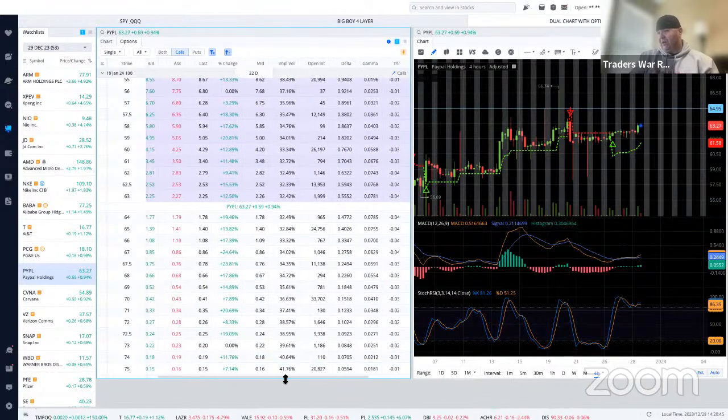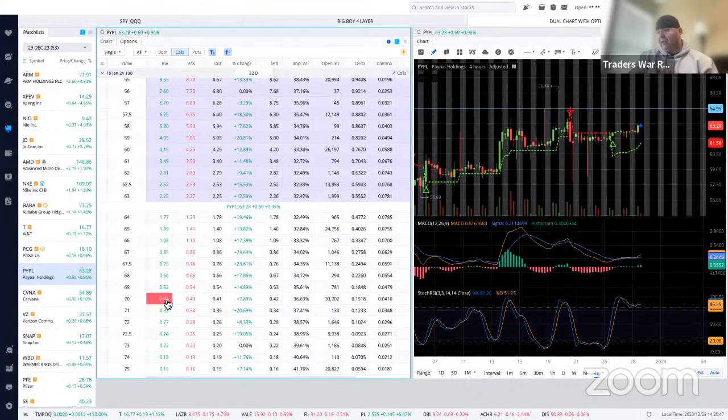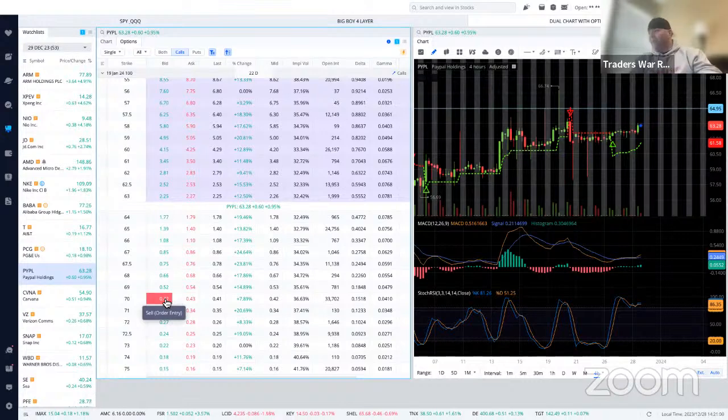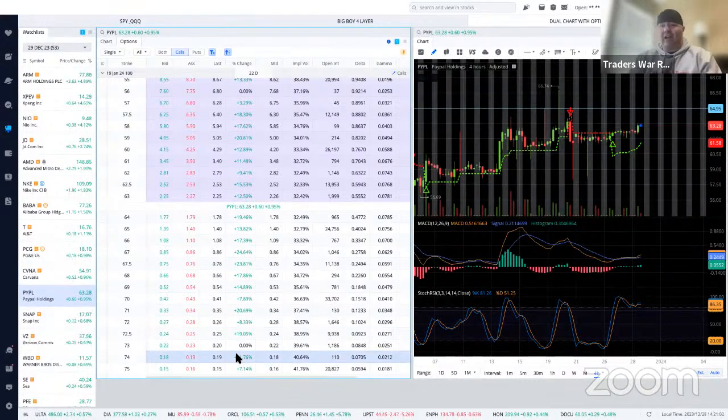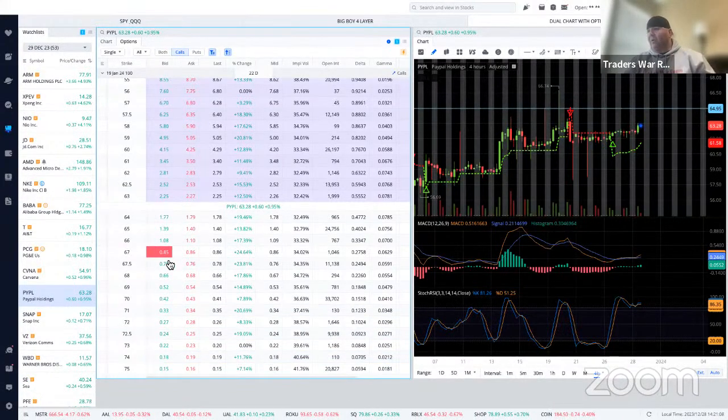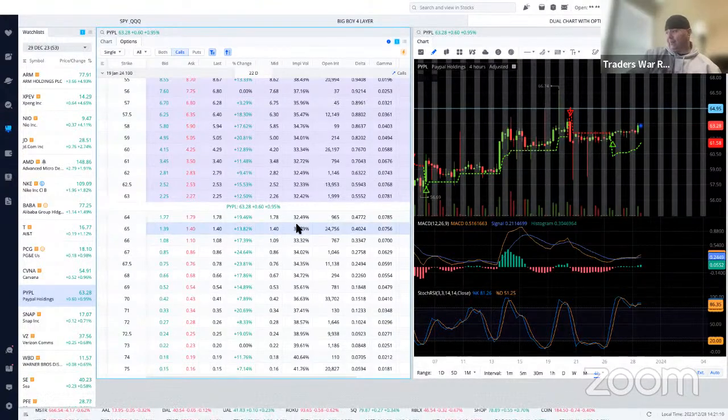This one's a little bit cheaper, so this one, the 70, for the budget conscious, the smaller account type of thing, the newer to options, that would be the go-to, 19 January 2024. If you're a little more experienced, you got a little bit more capital, you know how to utilize stop losses, you know how to watch the charts and to trim out and stuff like that, you probably want to go with the 65, a little bit more at the money.